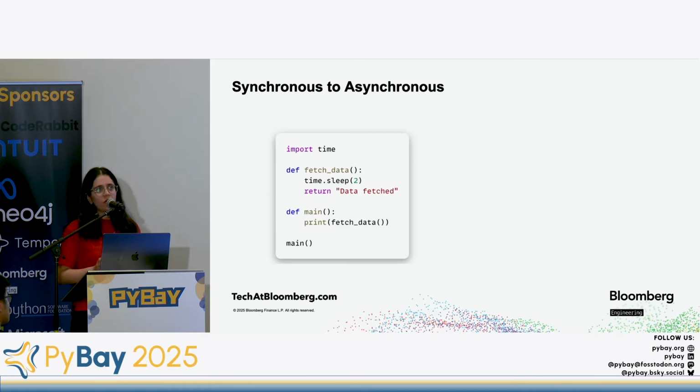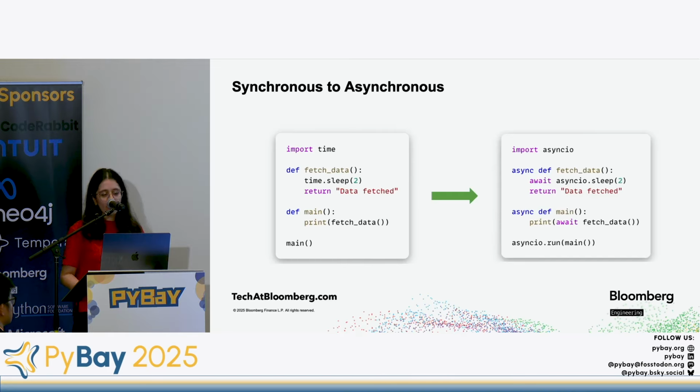So now we've looked at what async I/O is and some of its core concepts. We're going to look at how to convert a synchronous piece of code to be asynchronous. On the left, we have a function fetch data that calls time.sleep for 2 seconds, so it simply pauses for 2 seconds. And in the main function, we're calling this fetch data function.